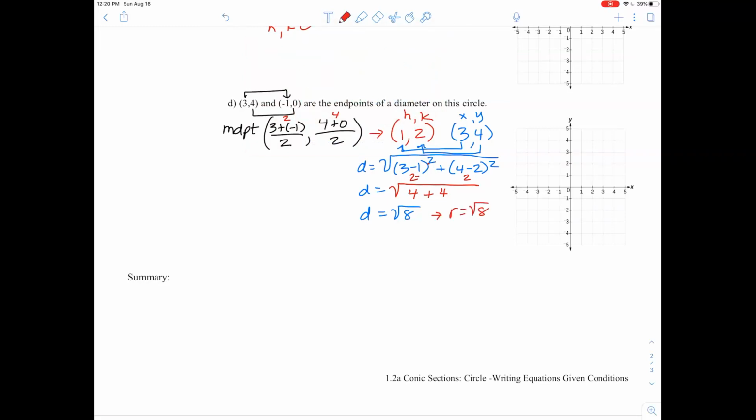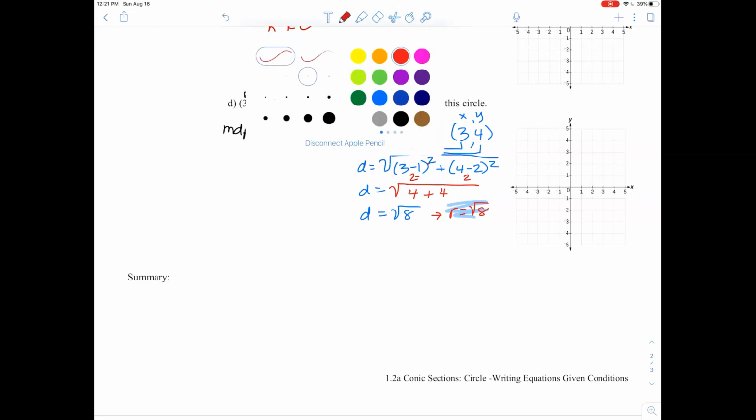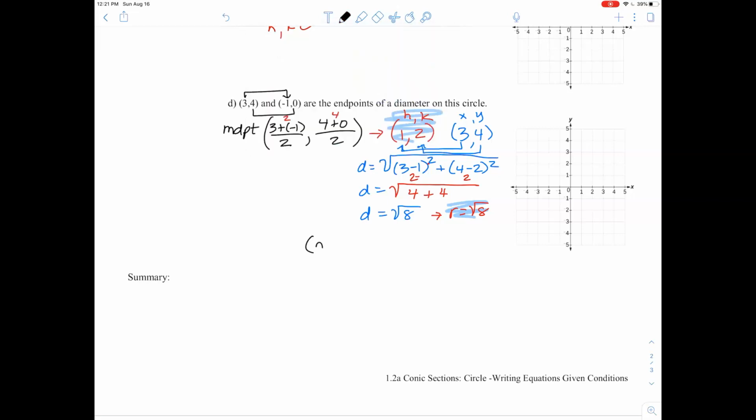And so now we have our HK, and we have our radius. And so we could write the equation in x minus our h, quantity squared, plus y minus our k, quantity squared, equals our radius squared. And we get x minus 1 squared plus y minus 2 quantity squared equals 8. And that would be your equation.